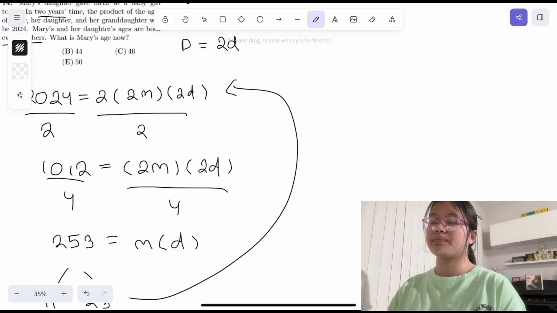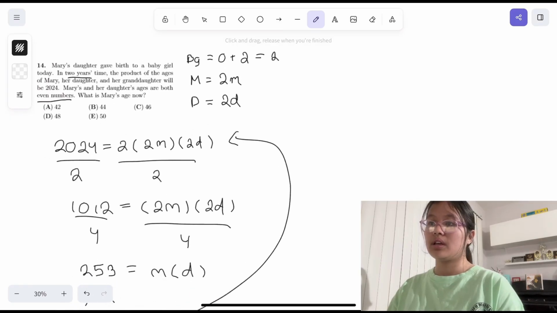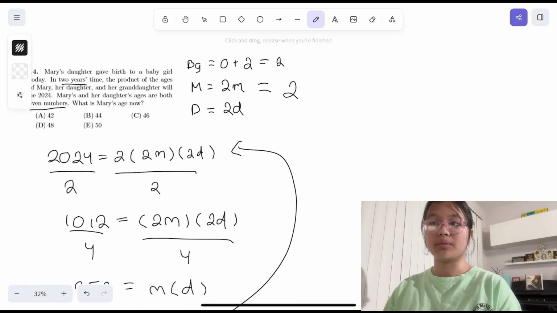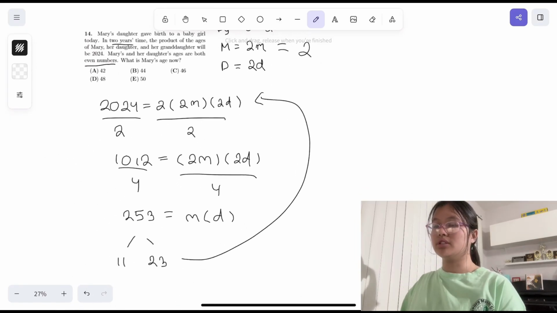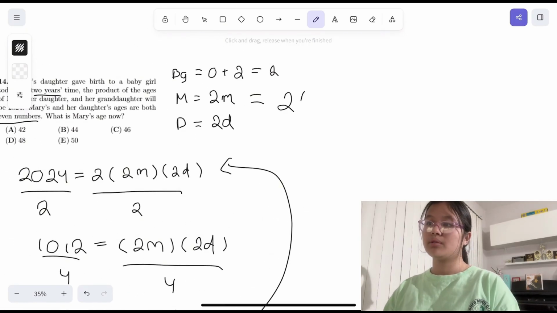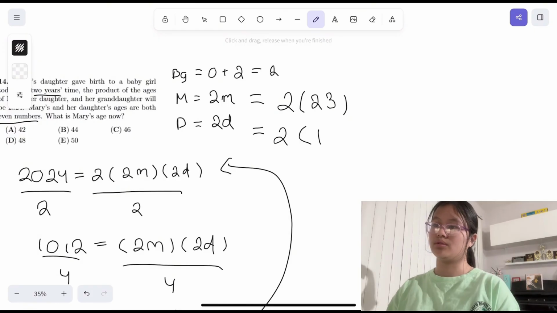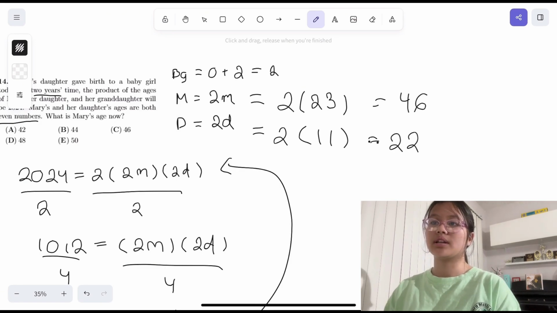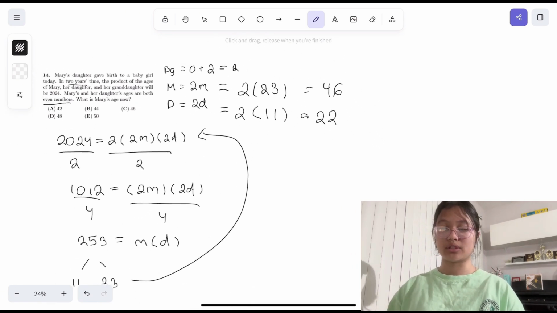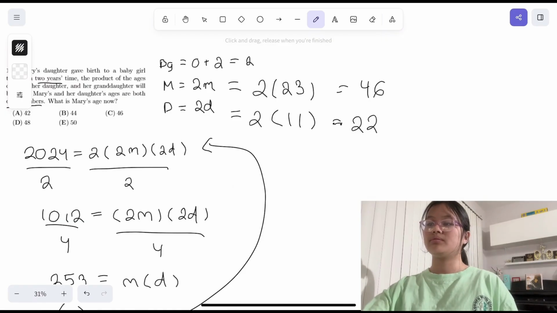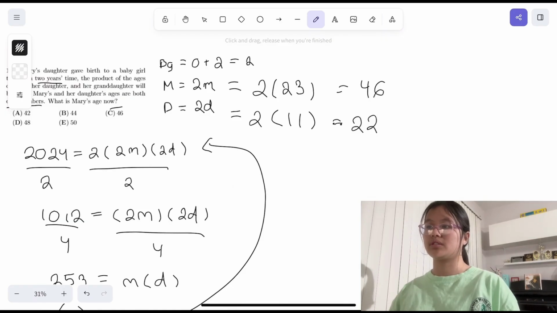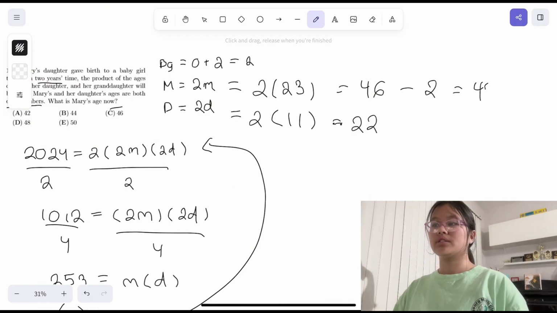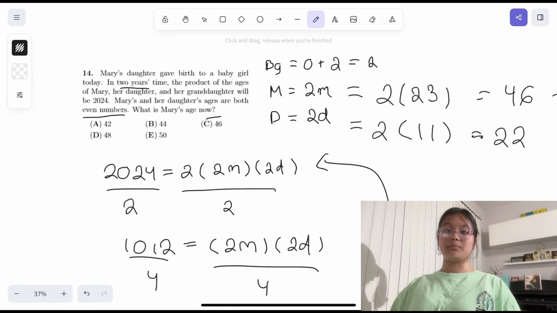So since Mary is the oldest, we are doing 2 multiplied by the largest prime factor, which is 2 times 23, which is 46. And then that means her daughter is 2 multiplied by 11, so I said 46, and then 23. So now since it's 2 years ahead of time, and it's asking for Mary's age now, which is today, what we do is 42 minus 2, which is 44. So Mary's age is B.